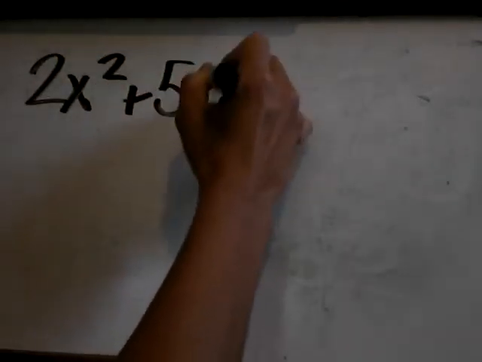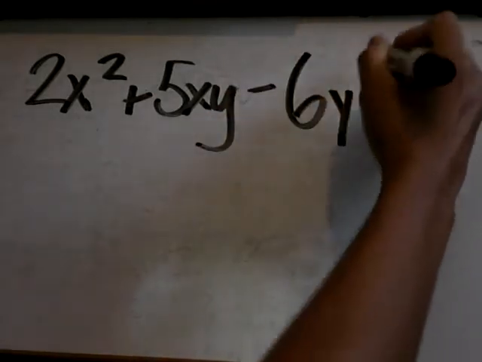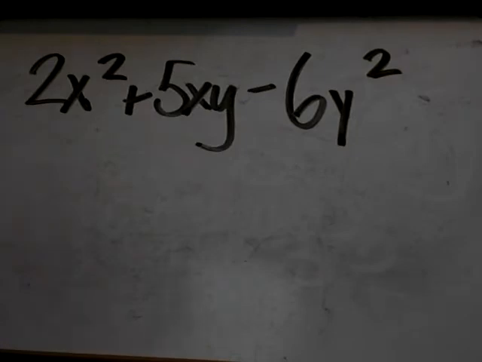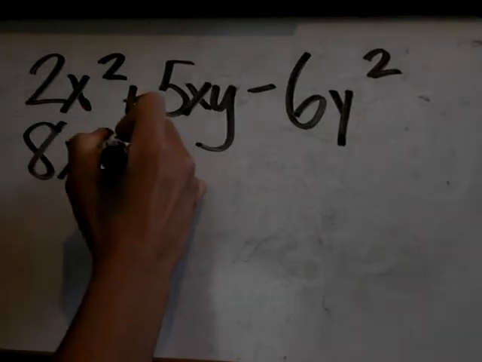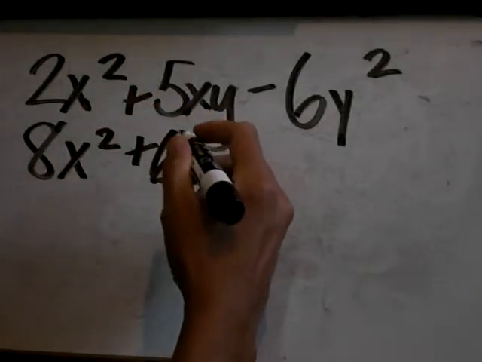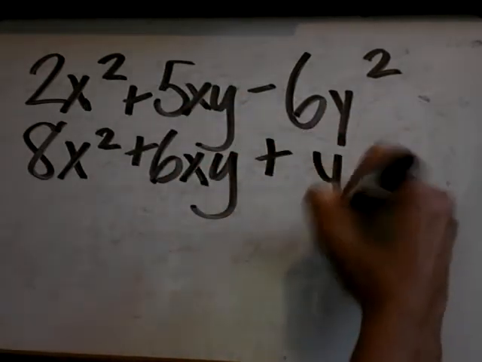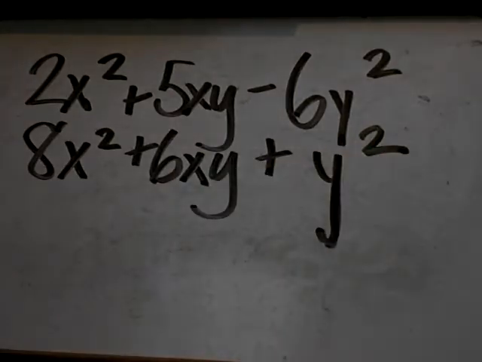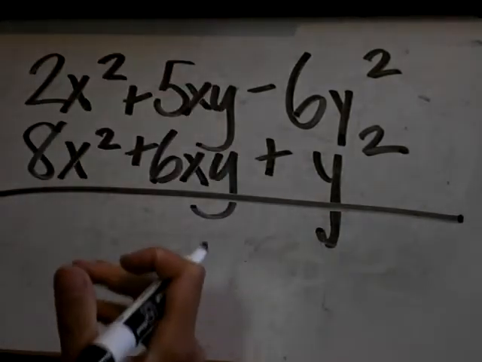Okay, so let's say we want to add 2x plus 5xy minus 6y to the second, and we want to add 8x to the second plus 6xy plus y to the second. Okay, well, as you can see, I have this set up in a vertical form.